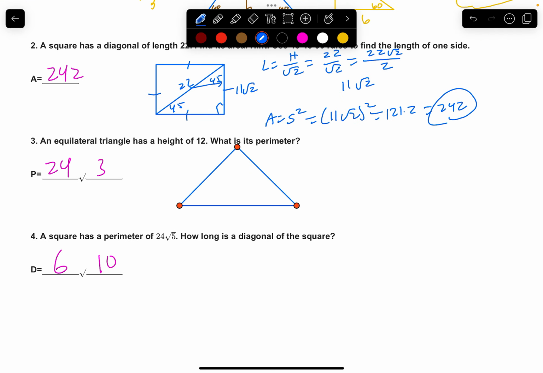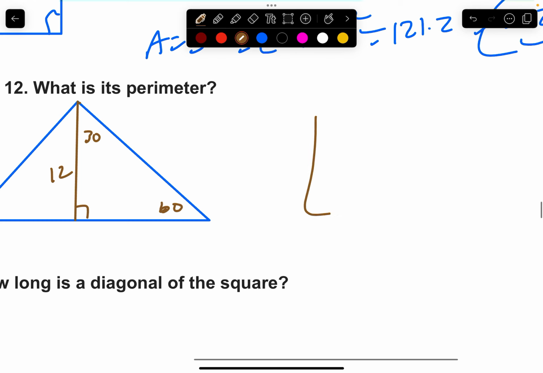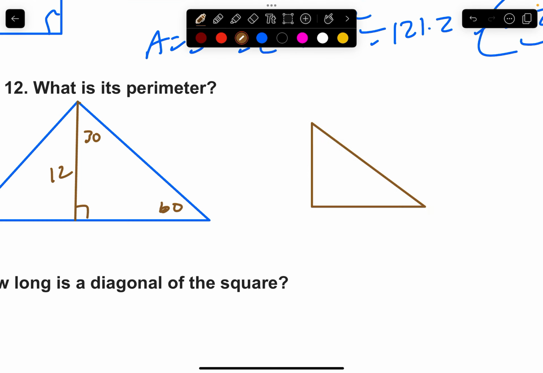Got it. An equilateral triangle, so we're back to an equilateral triangle. This time we know the height. So an equilateral triangle, drop the height. When you drop the height on this triangle, you make a 30, 60, 90, and they tell you the height is 12. So what we're really worried about here is 30, 60, height of 12. That is the long leg.